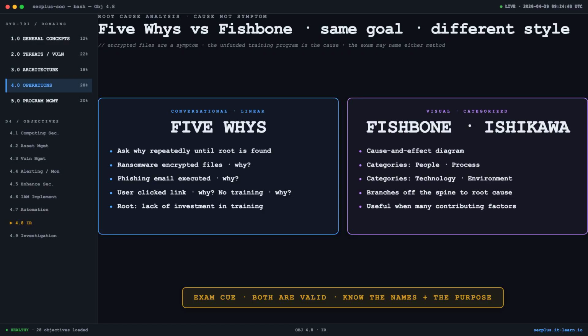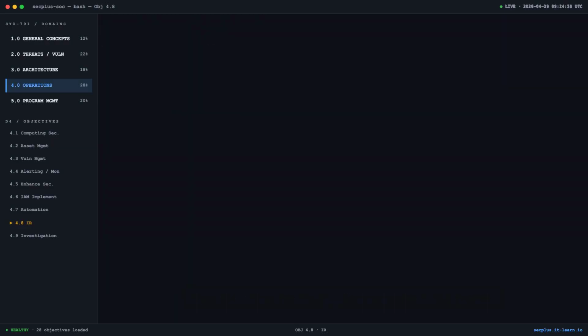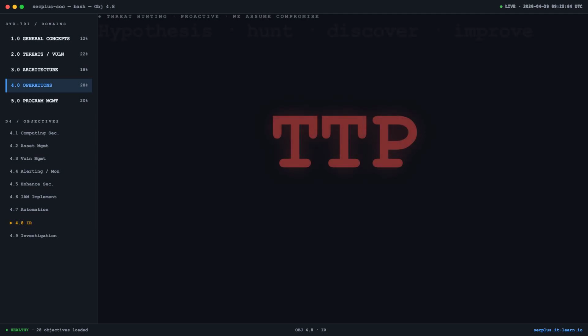Threat hunting. Proactive search for threats that have not yet been detected by automated tools. The assumption is, we have already been compromised. Where is the threat hiding? This is the opposite of reactive monitoring. Reactive monitoring waits for an alert. Threat hunting goes looking. Two hunt types.